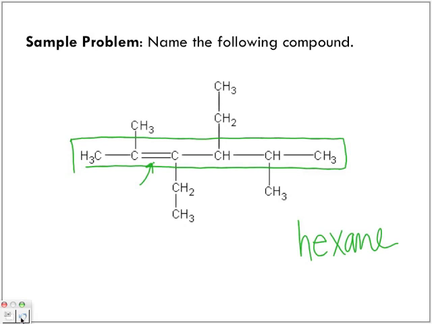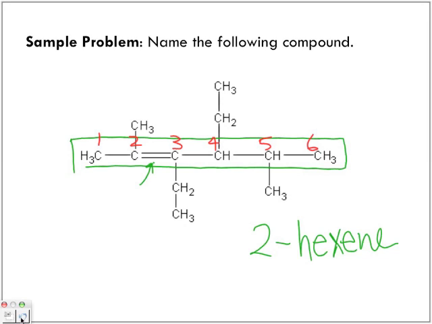But because this contains a double bond, it's no longer a hexane, it's a hexene. Where is that hexene located? Well, we've got 1 carbon, 2 carbons, 3 carbons, 4 carbons, 5, 6 carbons. The double bond is located between 2 and 3, right? So it's a 2-hexene that we've got, right? So that's the main chain, 2-hexene.